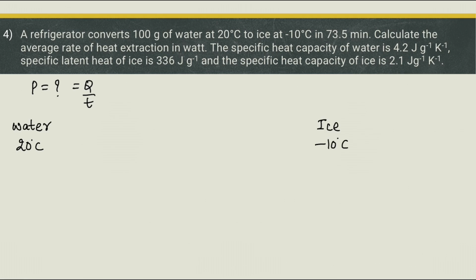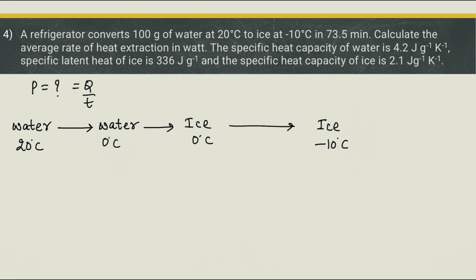So does water convert into ice at minus 10 degrees Celsius directly? No. First, the temperature of water will drop up to 0 degrees Celsius. Then the state changes, water freezes into ice at 0 degrees Celsius. And then the temperature of this ice decreases up to minus 10 degrees Celsius.